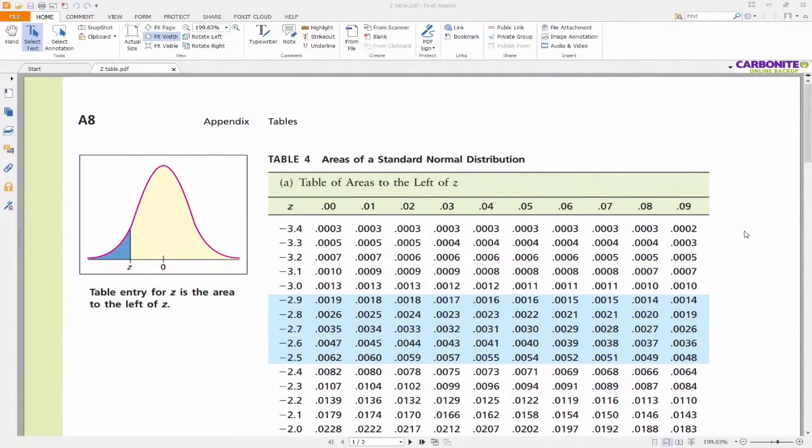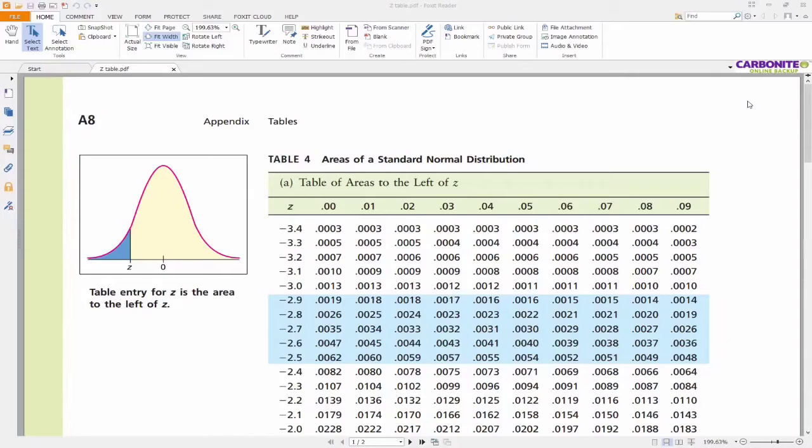Hi there. So here we are at the z-table, and if you have the book, you can look it up in the appendix on page A8. But there are also a lot of z-tables on the internet. Sometimes they're arranged a little differently, so I'm using this one because it's from the book. Remember the z that we're looking up: negative 1.07.